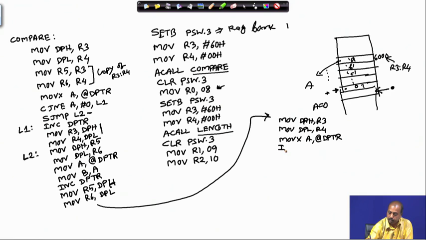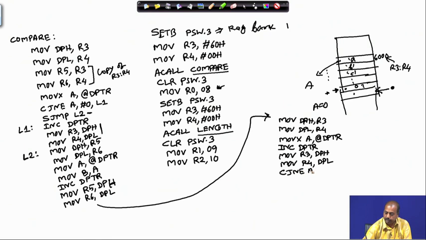Then INC, so we will increment, and that will go to the next character. We have read the first character from the second string, so the pointer should advance. This pointer is advanced and the values are saved in R3 R4 again. So, MOV R3, DPH and MOV R4, DPL, they are saved there. And then what we do? We do CJNE, compare jump on not equal.